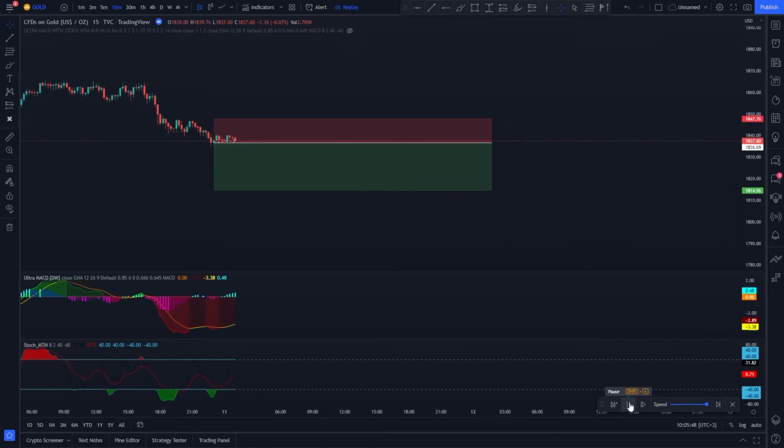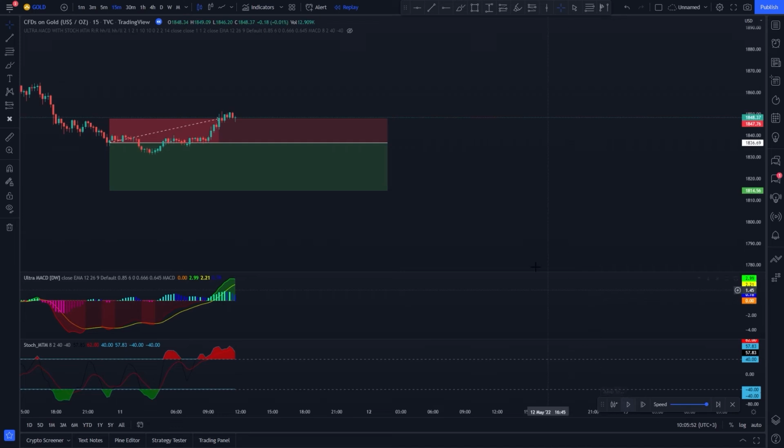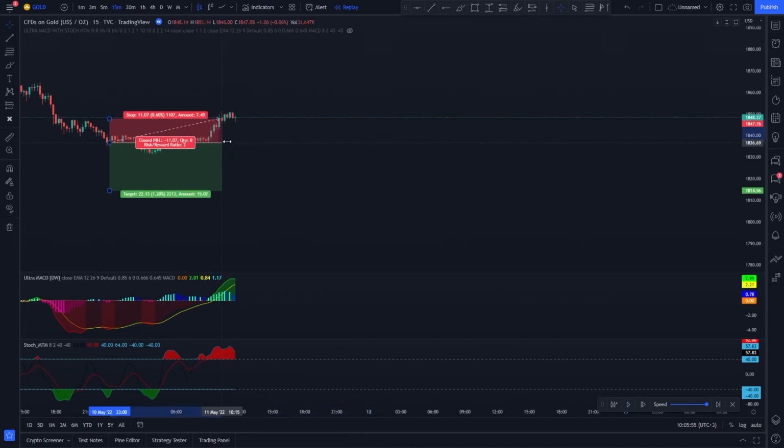Now let's see what happened to our trade. As we can see, it hit stop loss, and it was a lost trade. And as I told you before, there's no strategy that works 100%. But anyway, it's time to code it to see if it's actually working and what the win rate is.